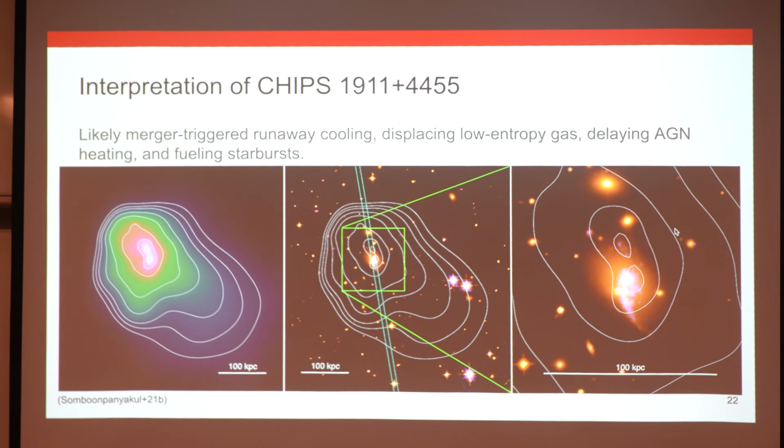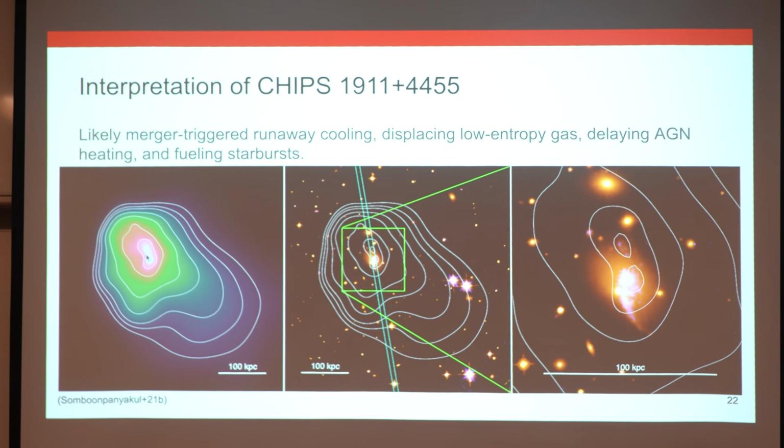Okay, so let me give you a quick interpretation of what we learned about the CHIPS cluster in 2021. We think what is happening is that this cluster experienced some merging event in the past, but the ICM, or the hot gas, still remains disturbed from that merging event. It displaces the low-entropy gas near the center and makes this longer extended core here, and that could potentially delay the AGN from happening.